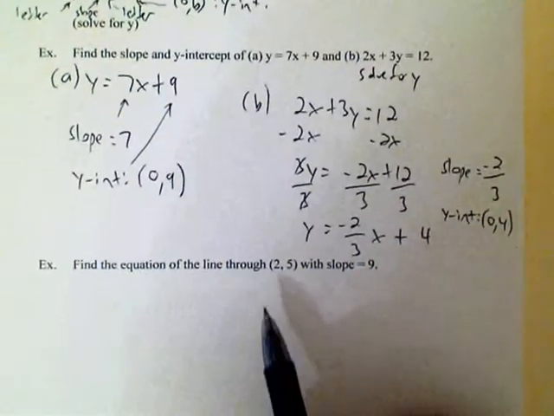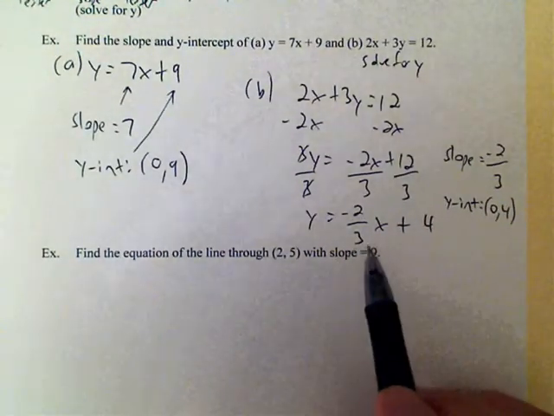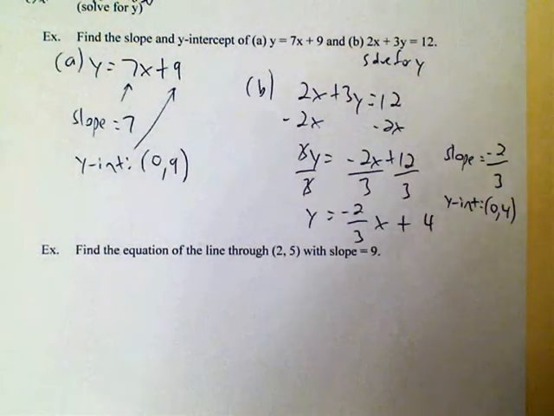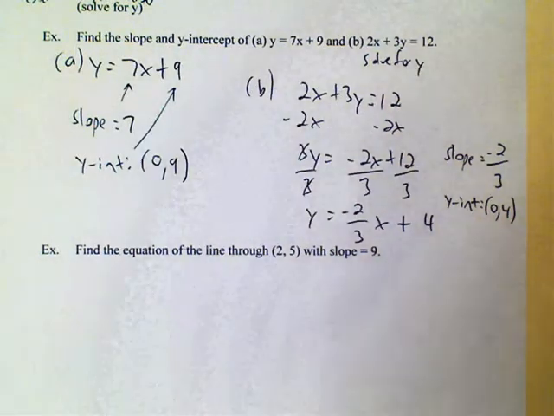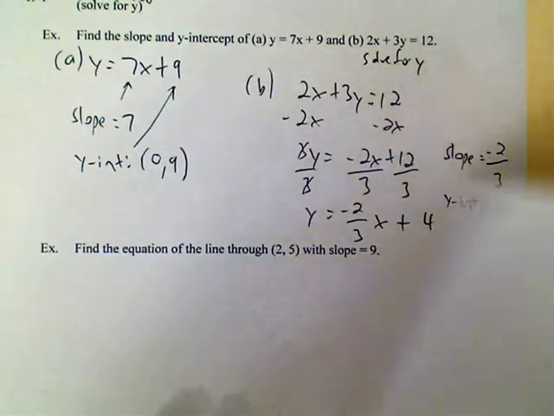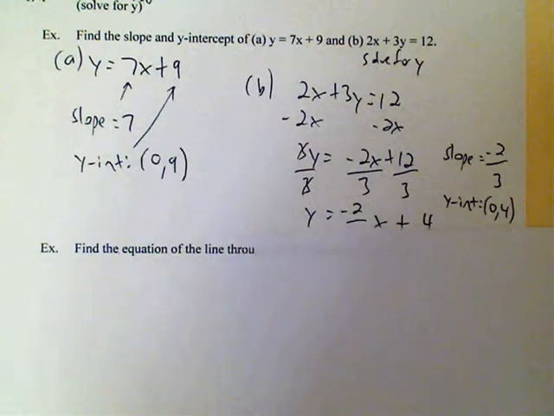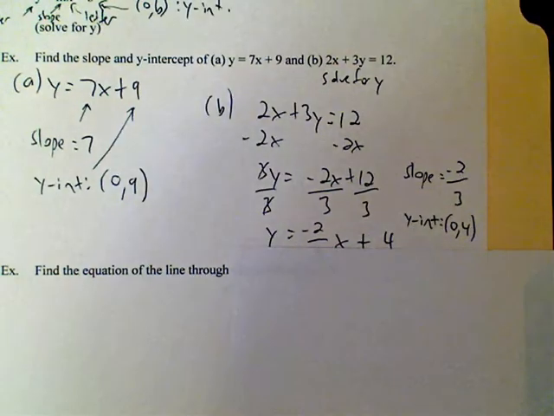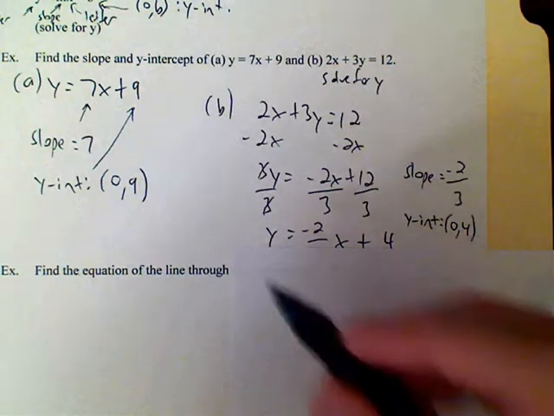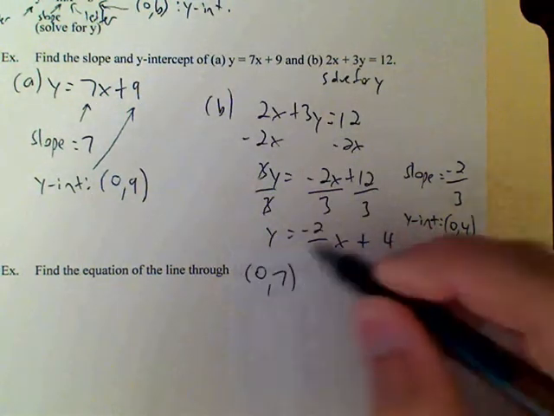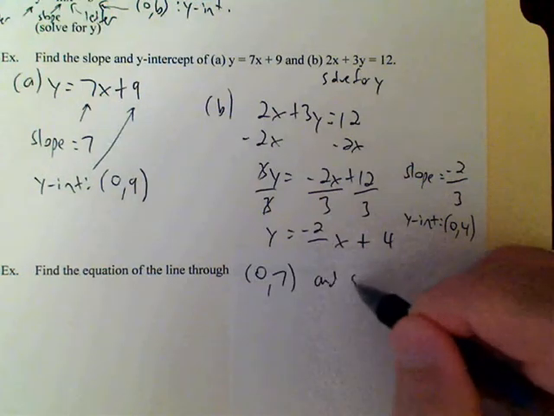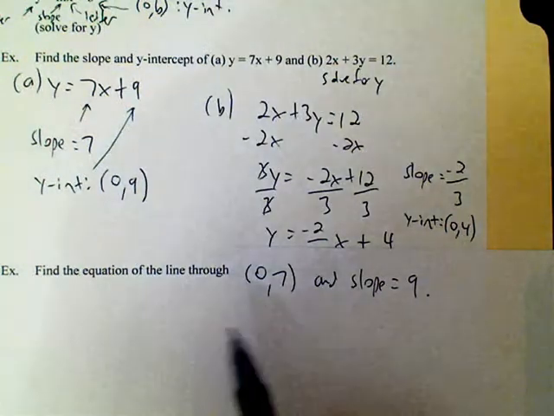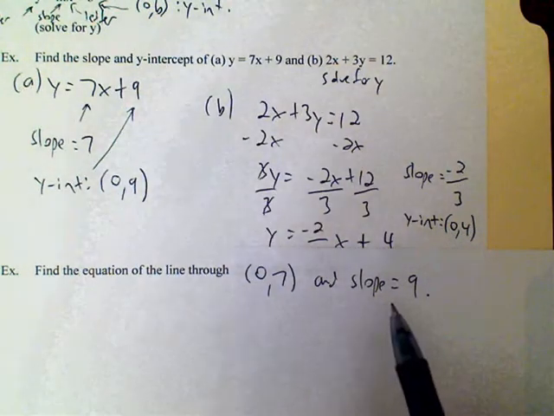We're going to find the equation of the line through this point with slope equal to 9. And this is just another application of y equals mx plus b. But before we do that one, let's do one that's a little bit easier. We're going to find the equation of the line through this point and slope equals 9. Let's look at this example. Find the equation of the line through (0, 7) and having slope equal to 9.